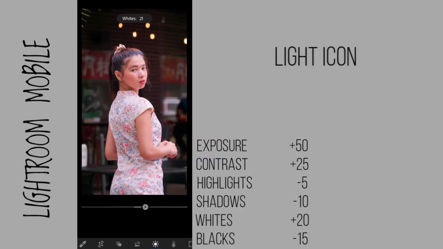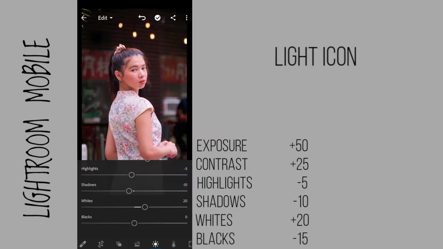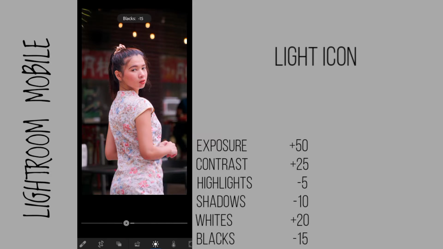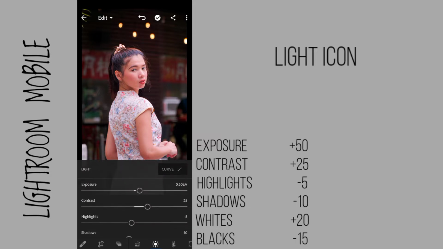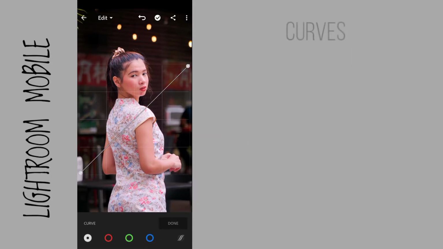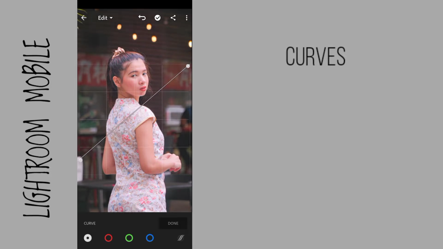Whites to +20 to make the model stand out or pop from the background. Blacks to -15 to separate the subject from the background. Go to tone curves. I bring up the black point to add a classic faded look on this photo.